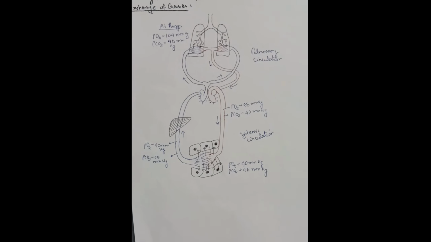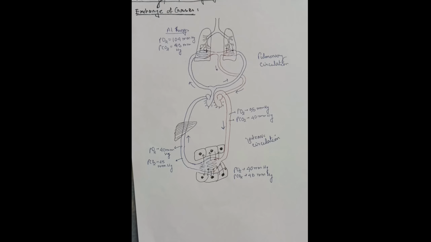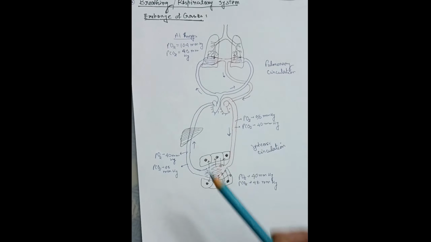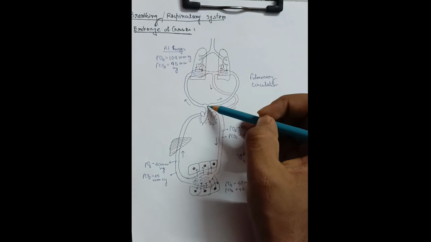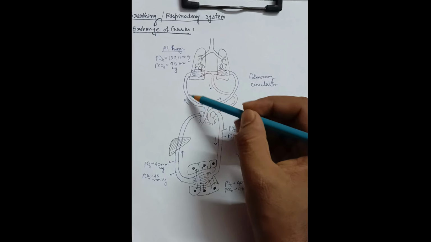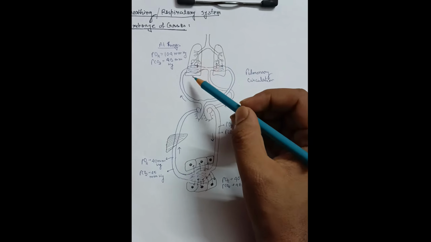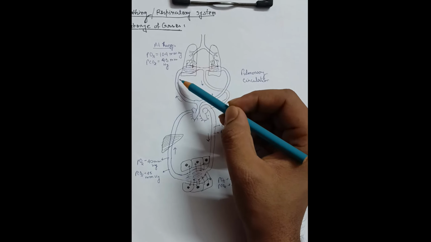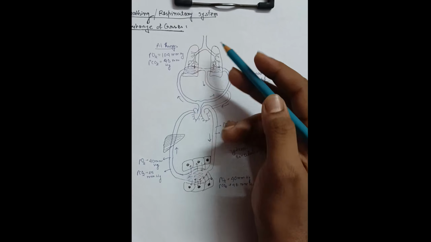So after learning all the partial pressures in different sites of our body, now we can truly understand the exchange of gas, or the exchange of oxygen and carbon dioxide, at these two sites, that is at the lungs and at the tissue level. So if we start with the lungs, when the deoxygenated blood from the right heart reaches the lung alveolus or alveoli through the pulmonary artery, what happens? I should say first about the partial pressure of carbon dioxide. The partial pressure of carbon dioxide is the highest in the venous blood, that is 45 millimeter of Hg.